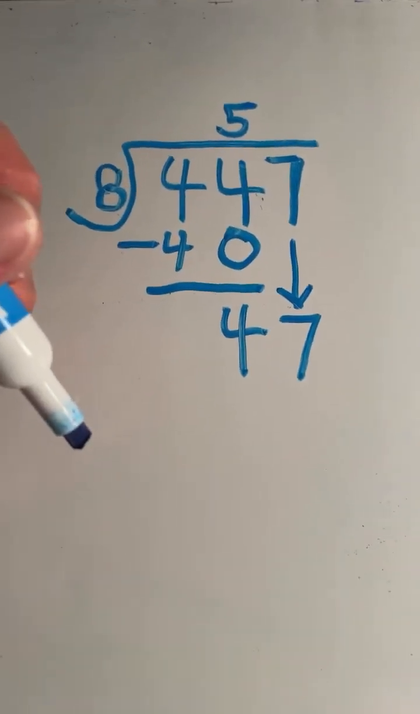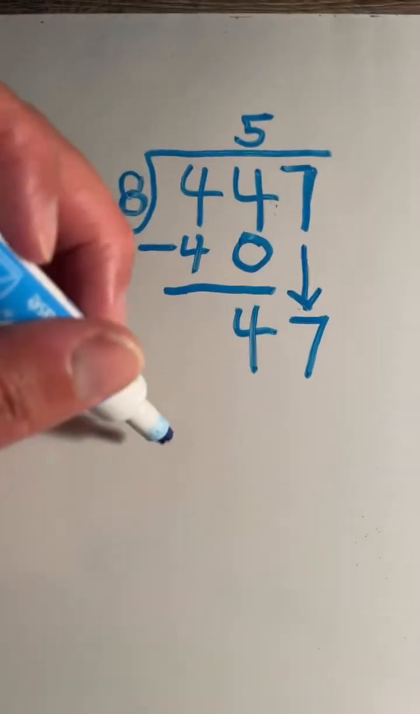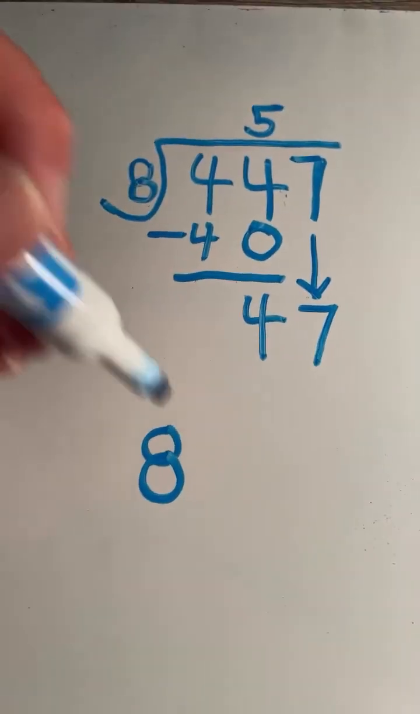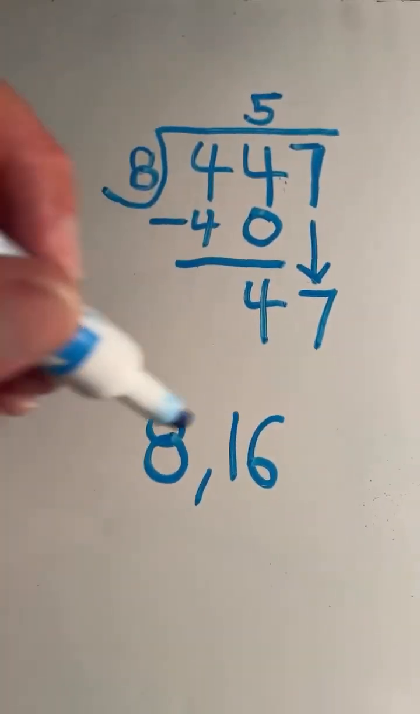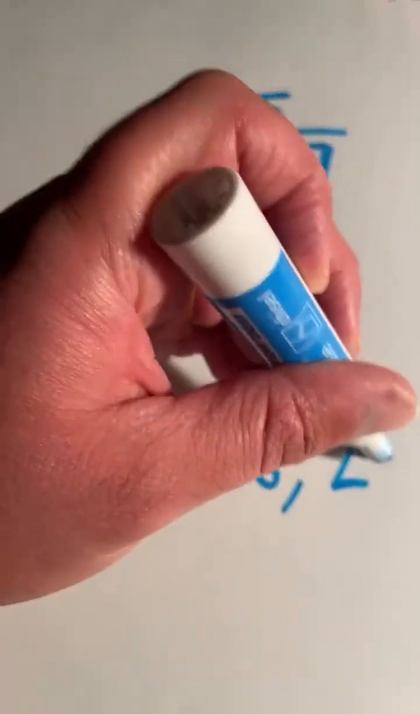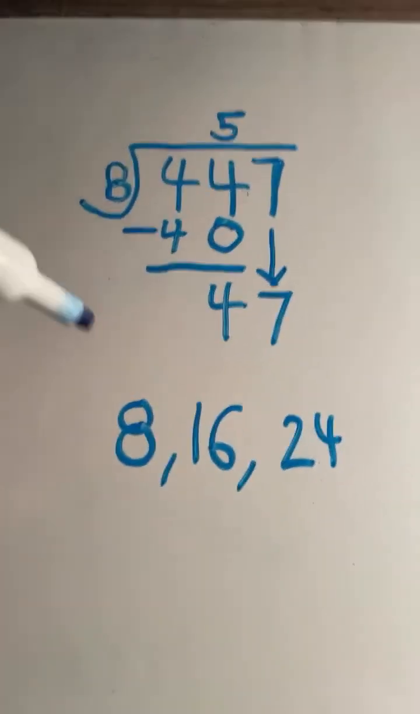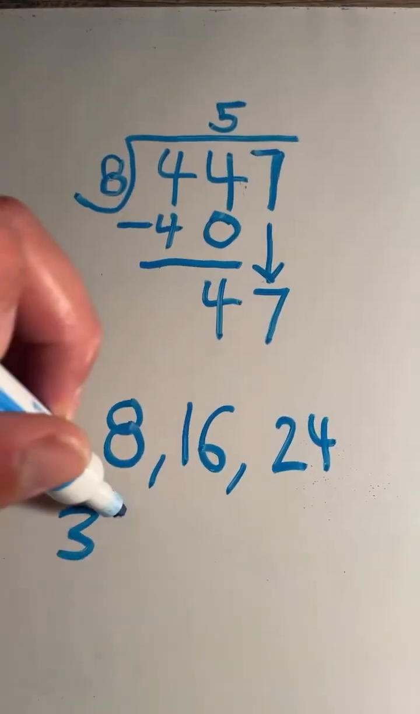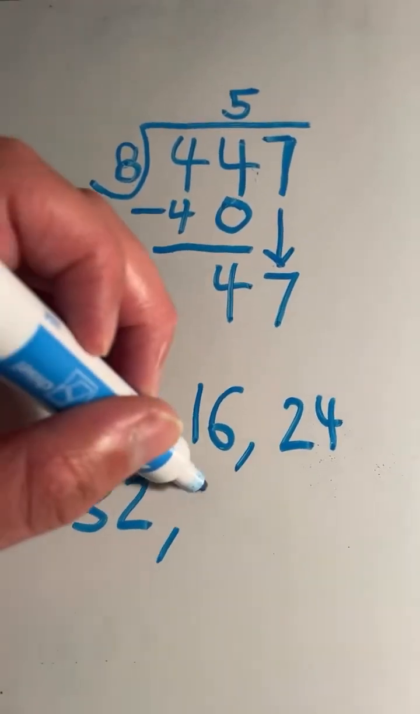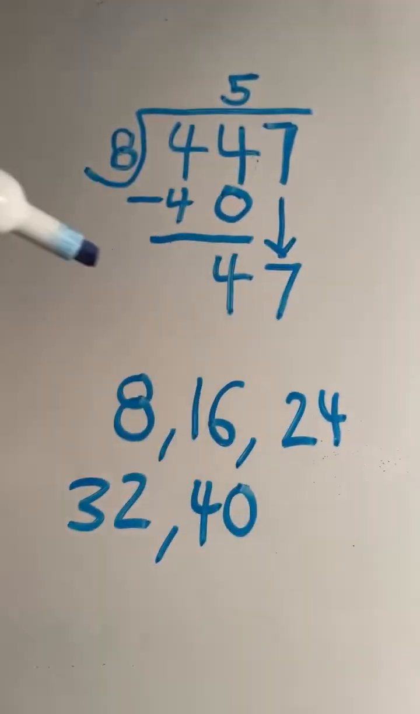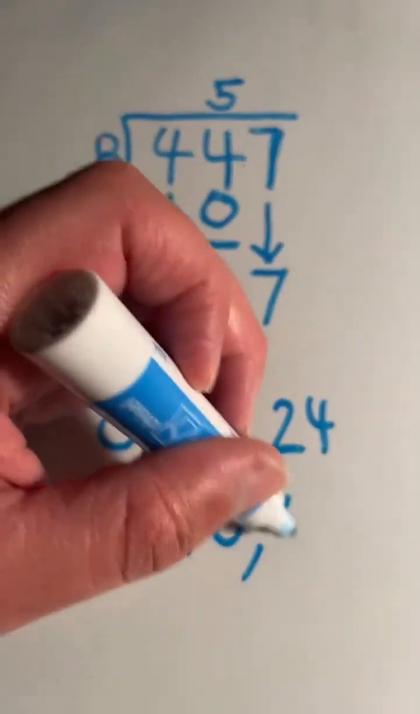Now we got to figure out how many groups of 8 go into 47. Counting by 8s again. 8. So far we have 1 group. 16, that's 2 groups of 8. 24, that's 3 groups of 8. 32, that's 4 groups of 8. 40, that is 5 groups of 8. And again, if we count by 8 again, we'll be at 48.